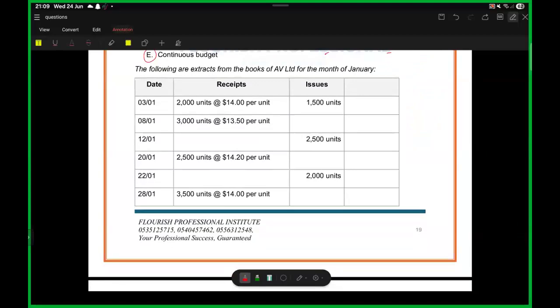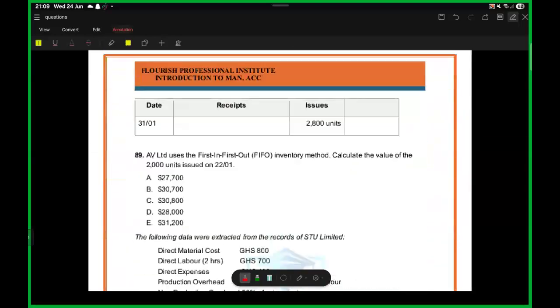All right. Inventory valuation. I would have to use this one to talk about the inventory valuation.